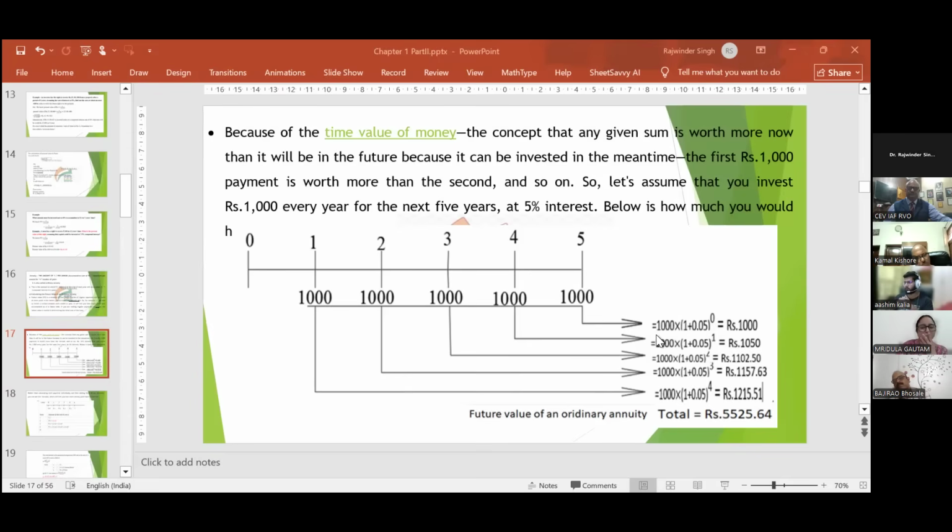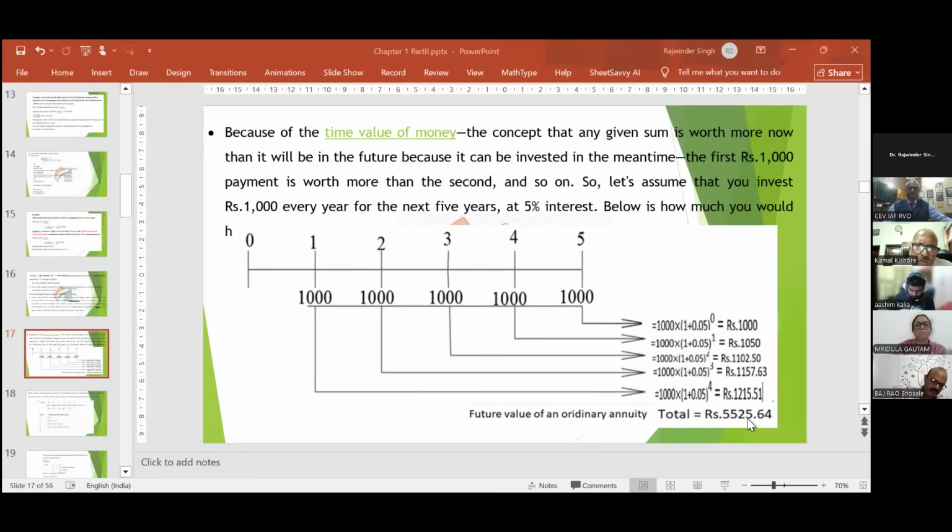So if you calculate, this is 1,000. If you calculate all the amounts and get the total, it is 5,525.62. You deposited 5,000 in the bank and you are getting an amount of 5,525 with interest. This is the time value of money.